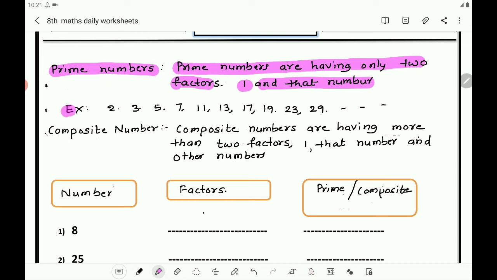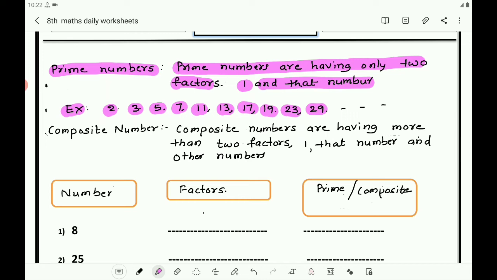So you can give the examples. 2 is a prime number. What are the factors of 2? 1 and 2. And this 2 is not divisible by any other number except 1 and that 2. 3, 5, 7, 11, 13, 17, 19, 23, 29, and so on. All these are prime numbers. There are infinitely many prime numbers and they have only two factors.